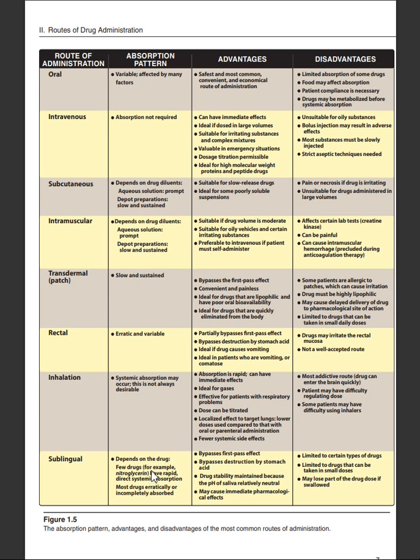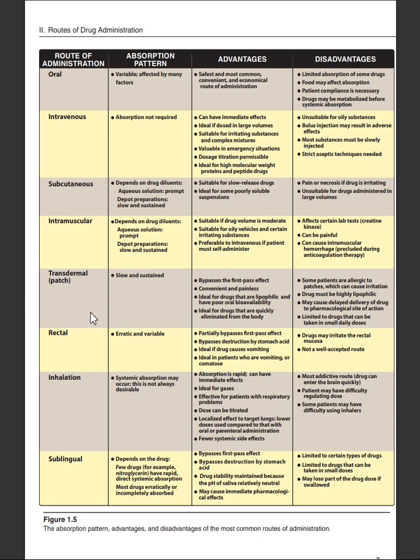Sublingual depends on the drug. For few drugs, for example nitroglycerin, there is rapid direct systemic absorption, while others are erratically and incompletely absorbed. Bypasses first pass effect, bypasses destruction by stomach acid. Drug stability is maintained because the pH of saliva is relatively neutral, and it may cause immediate pharmacological effects. Limited for certain types of drugs. Drugs can be taken in small doses and may lose a part of the drug.